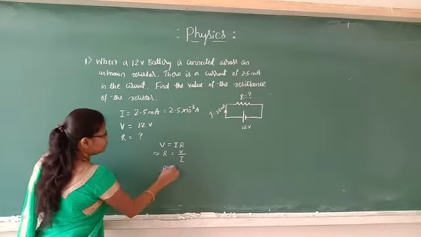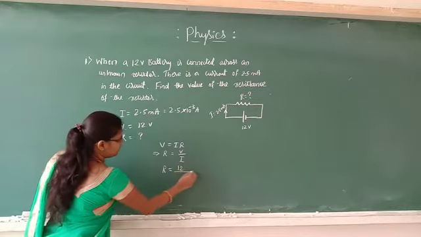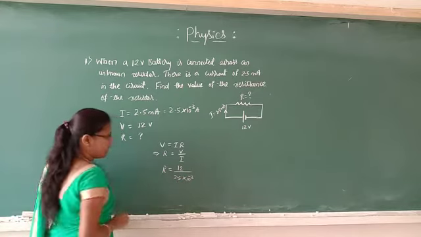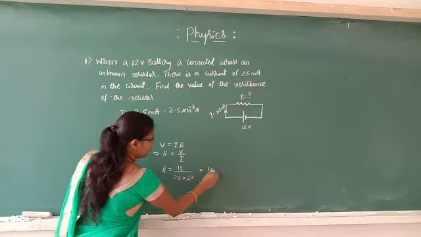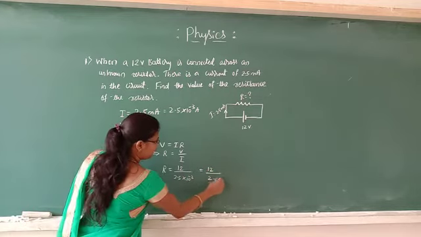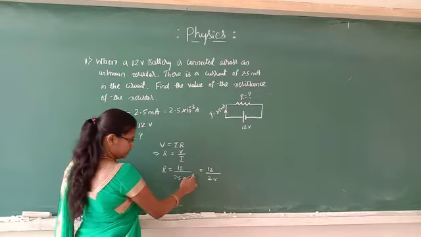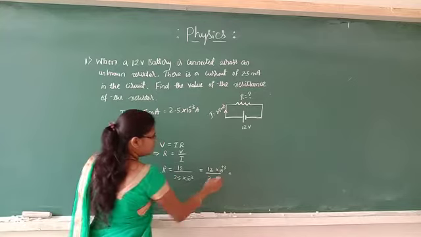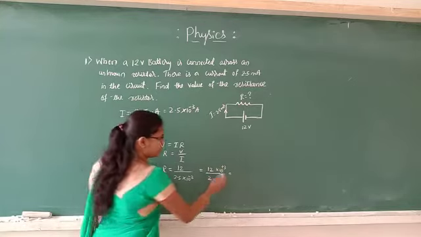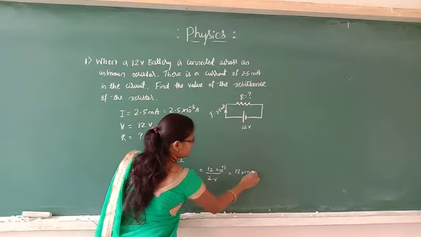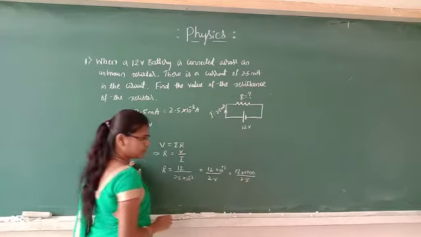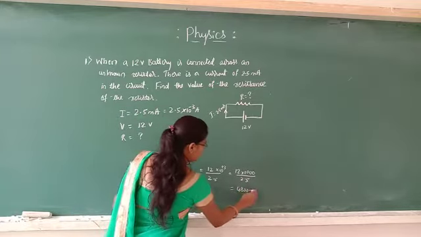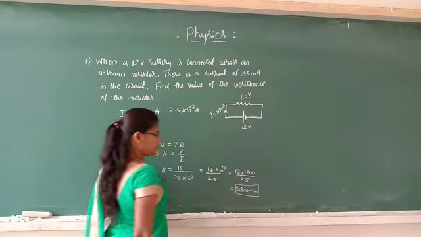So R is equal to the value of V is 12 divided by the value of current is 2.5 into 10 power minus 3 ampere. Okay, so this implies 12 divided by 2.5 and 10 power minus 3 is nothing but in numerator it is 10 power plus 3. Okay, so the 10 power plus 3 is nothing but 1000. So 12 into 1000 divided by 2.5. So the value is 4800 ohm. Okay, so this is the answer.